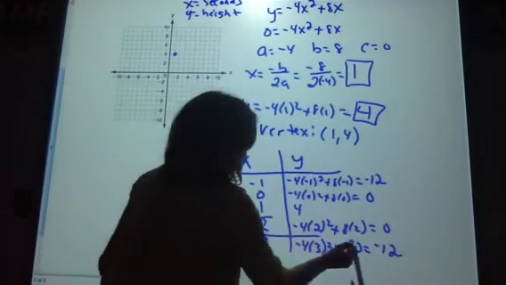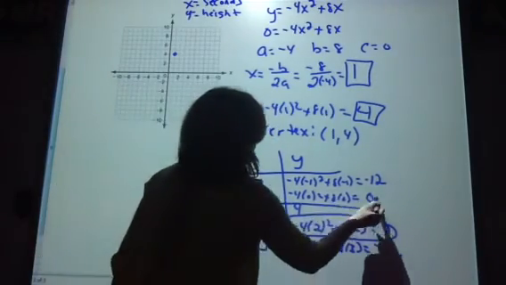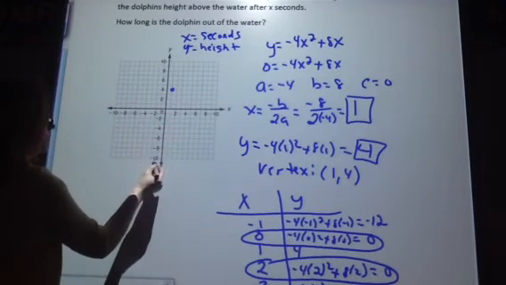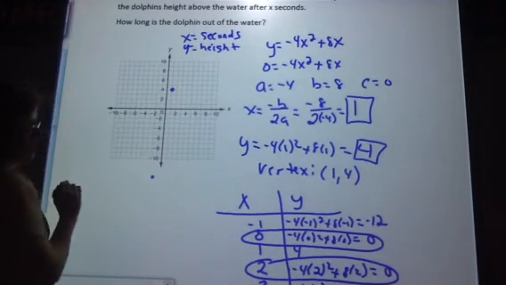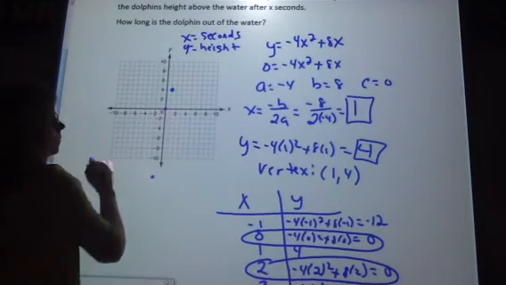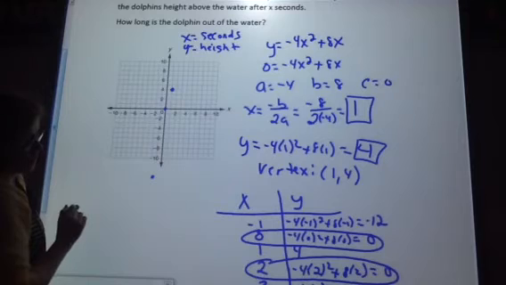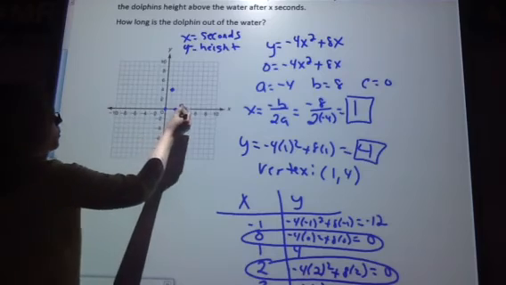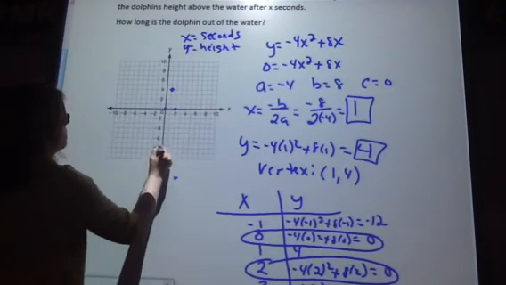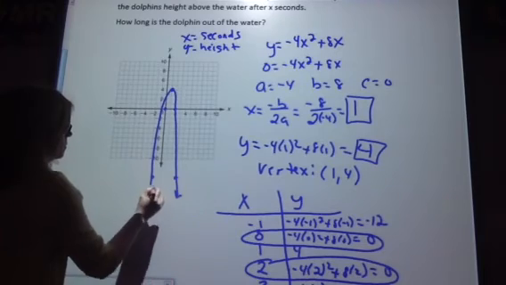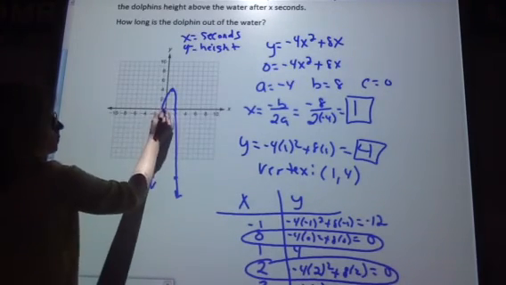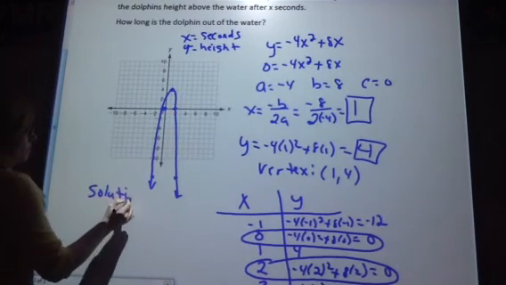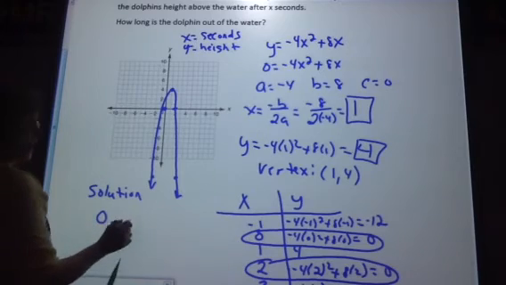Okay, so it looks like we have two solutions, so let's check these solutions out and see what they mean when we graph it. So we have negative 1, negative 12, which is off the graph down here somewhere. We have 0, 0. We have 1, 4. We have 2, 0. And then we have 3, negative 12. Okay, so our solutions here are 0 and 2.